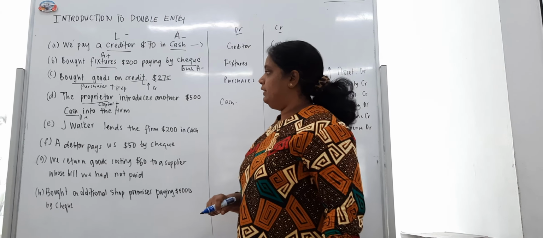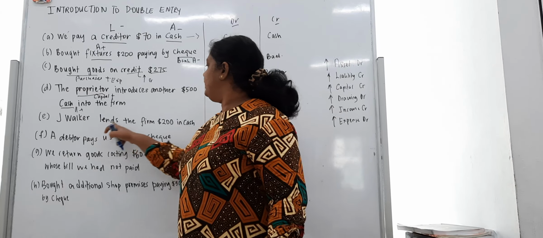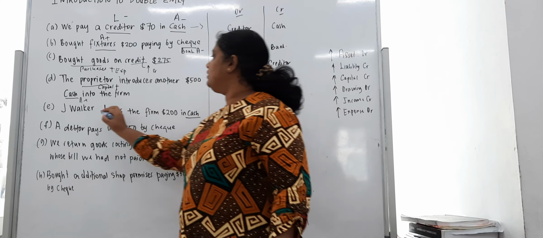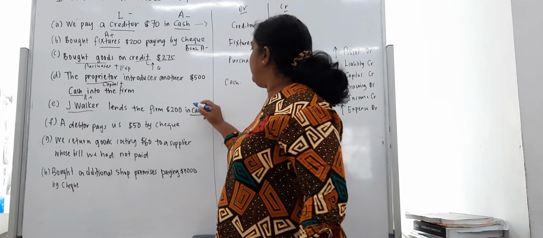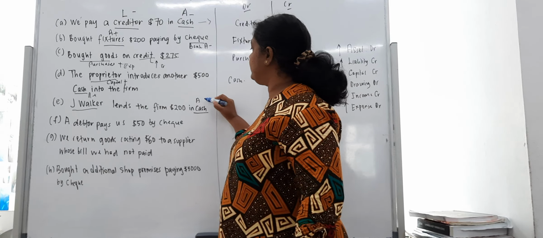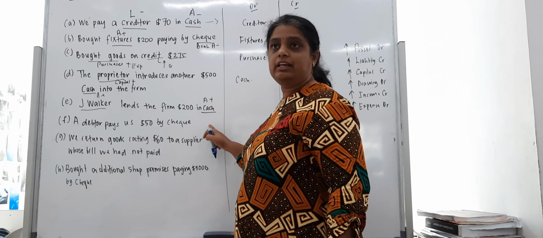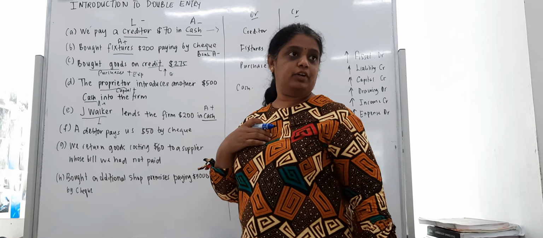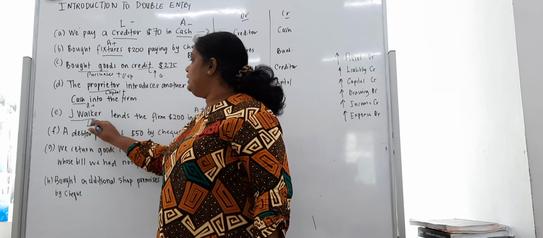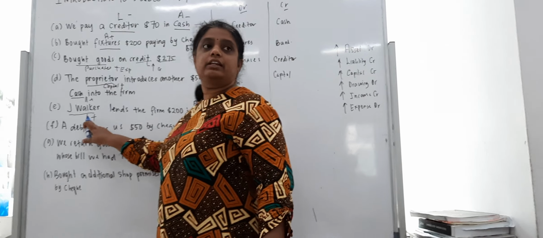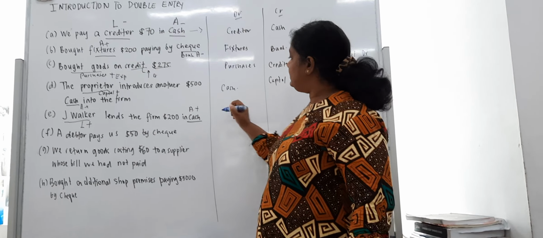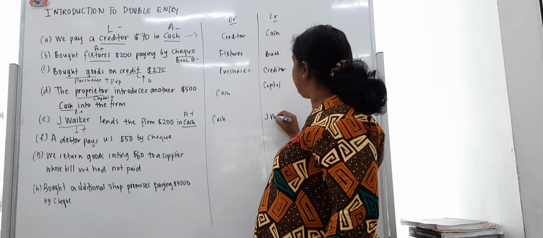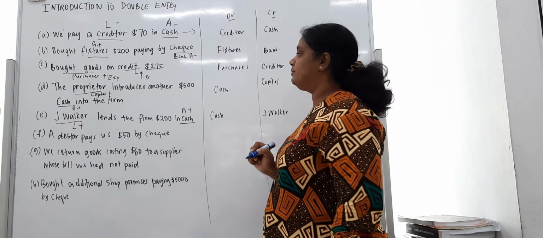Okay? The next one. J. Walker lends the firm 200 in cash. So 2 accounts will be cash and J. Walker. So asset is increasing or decreasing? Asset is increasing. J. Walker is a liability, right? Because he lends us money, correct? So liability increases or decreases? Increases, right? So when asset increases, debit. Liability increases, credit. Okay?